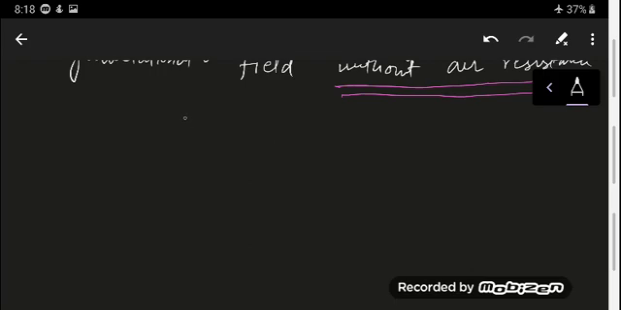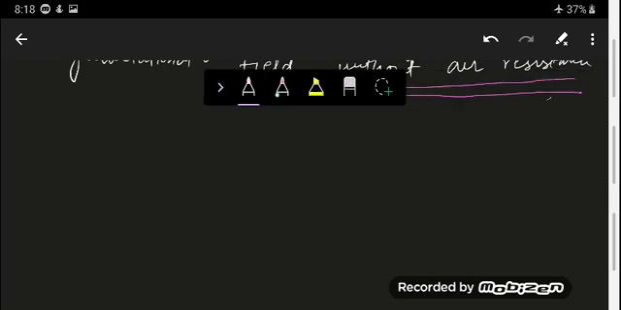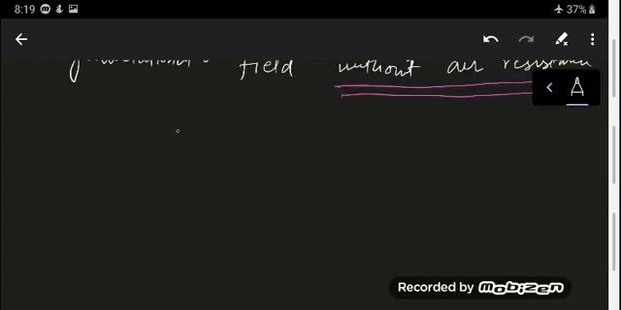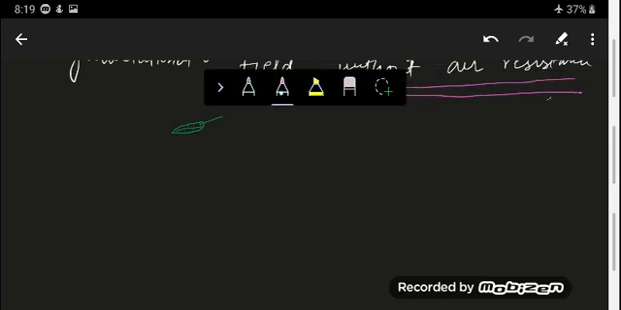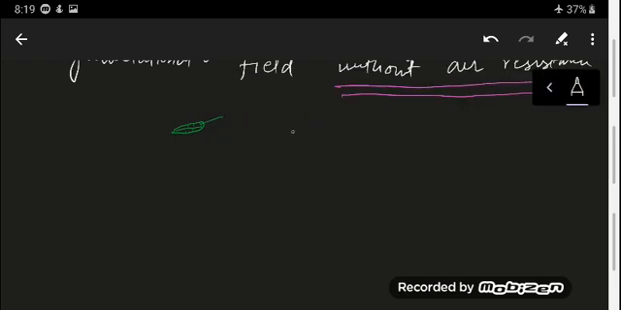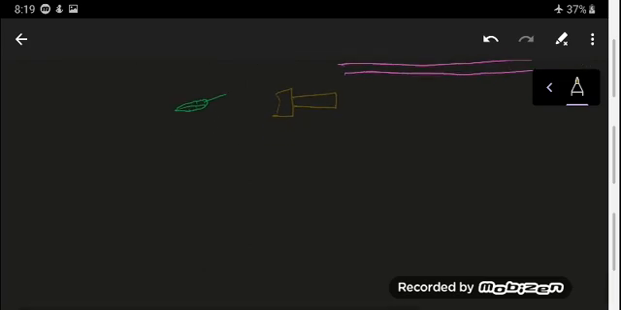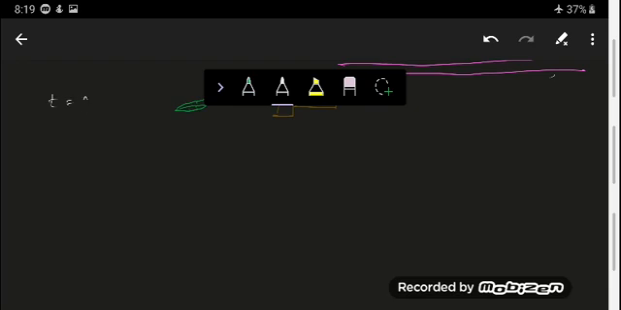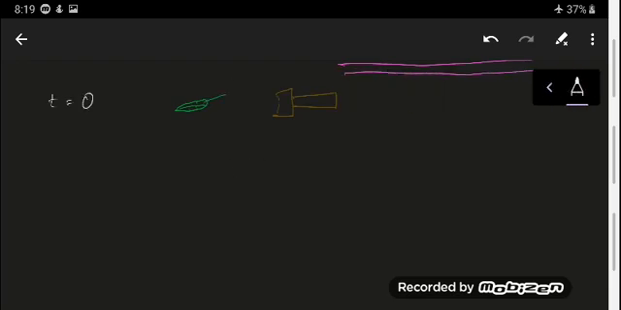Let's say this is the feather, and let's say we have a hammer as well. So this is a hammer and this is a feather. So both of them are thrown at time t is equal to 0, and eventually they're going to fall.